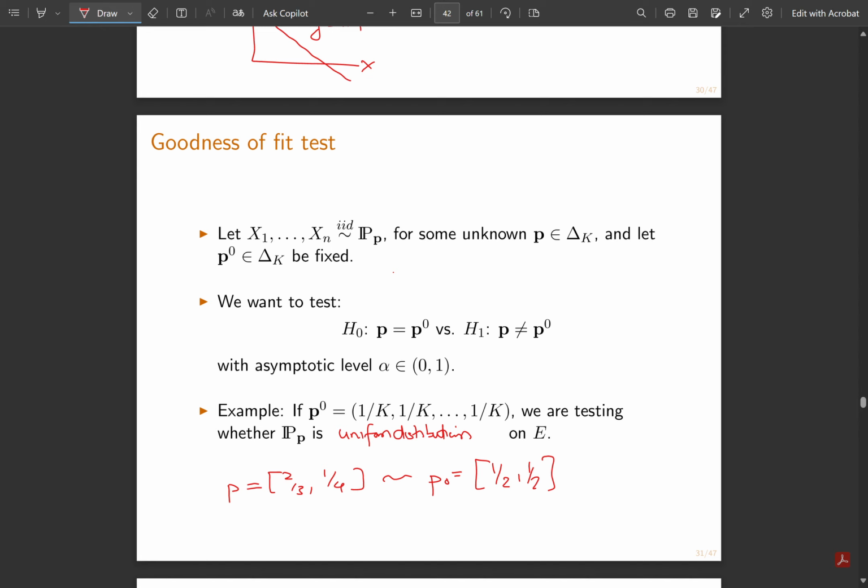So let's summarize what we learned today. We learned about a goodness of fit test for a random variable X with a distribution P that belongs to the simplex K. And we had a P naught, which is nu zero, that also belongs to the simplex of K. And we want to test whether P is close to P naught. We looked at a few examples from what we did earlier in classes. And then we took a general example of the zodiac test, and we said that we want to test whether P is uniform on E.